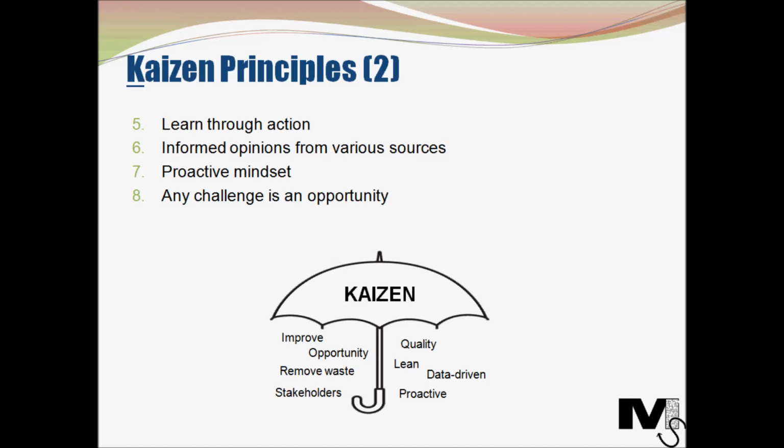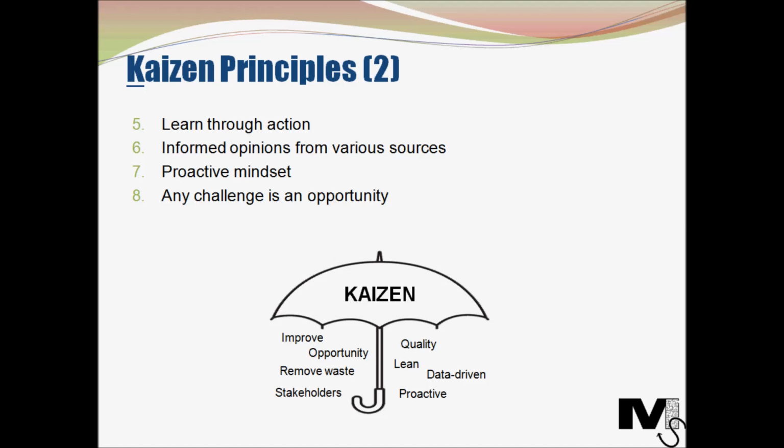The next point is informed opinions from various sources. Now, high impact decision making should be driven by data and be verified by various informed sources. Getting consensus on decisions is always a good idea. It will also ensure buy-in from those key stakeholders of the process or project and will also ensure stakeholder engagement.